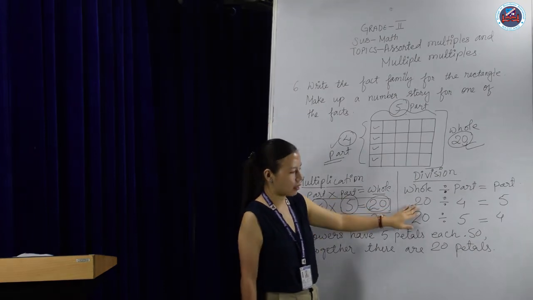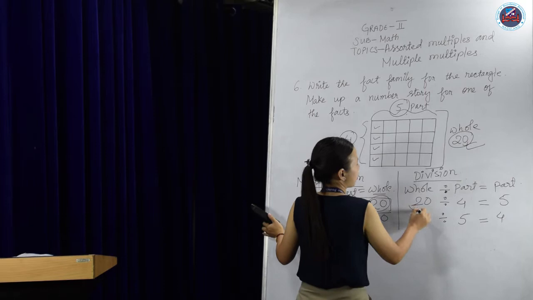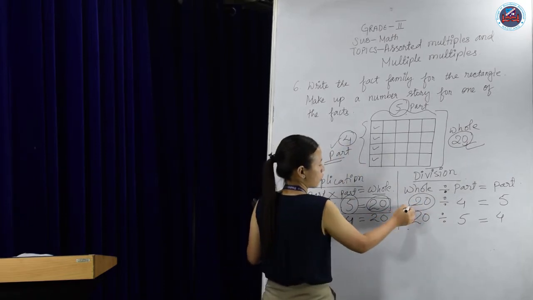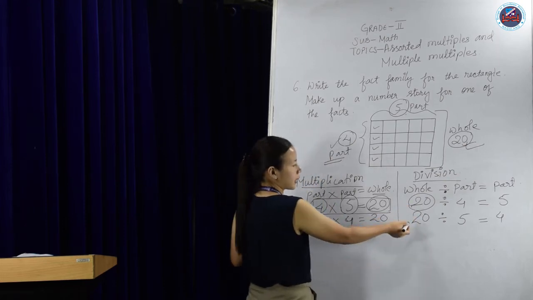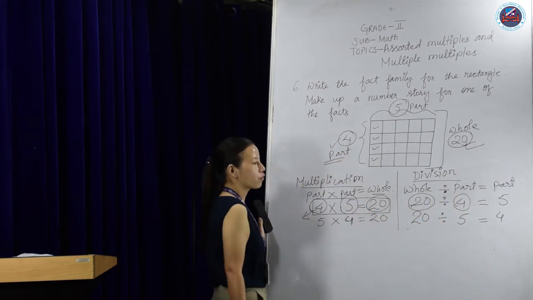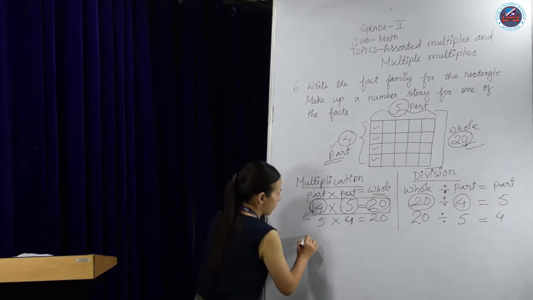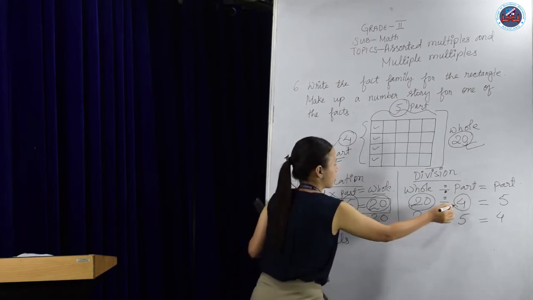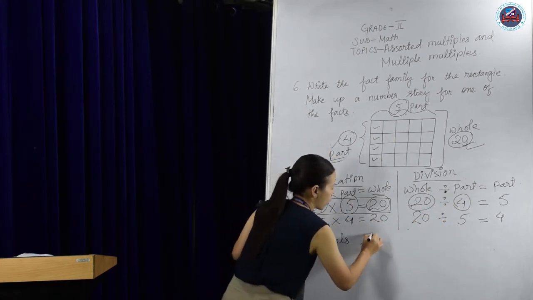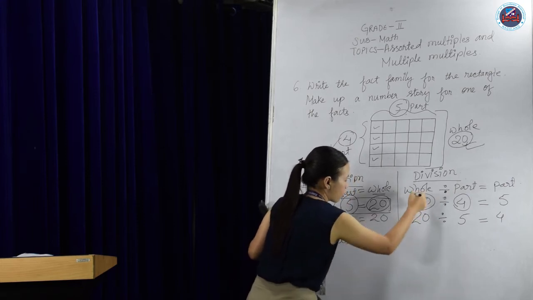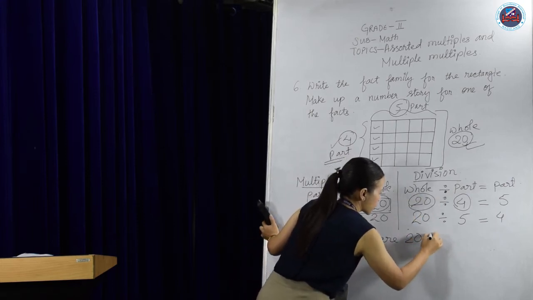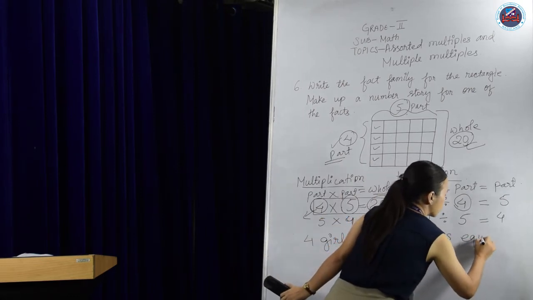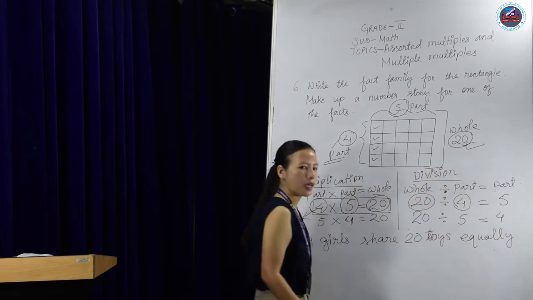Now let's go for this division. Now for this division, this is your total first. So your total I'm going to take is for the toys. This time I'm going to use the word for toys, and this one for the girls. So I'll write 4 girls. I'm going to start from this 4. 4 girls share. There are 20 toys altogether, so 20 toys equally. So divide means splitting into equal parts.